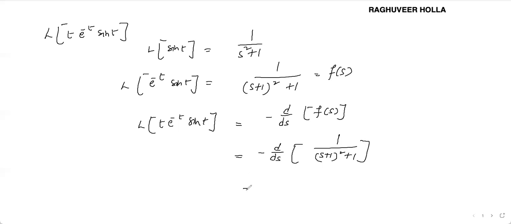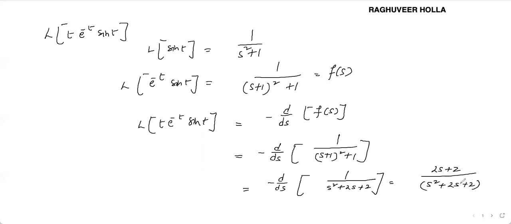Okay, or you can write as minus d by ds of 1 by s square plus 2s plus 1 plus 1, that is 2. Now differentiation with respect to s, we get as 2s plus 2 divided by s square plus 2s plus 2 whole square.